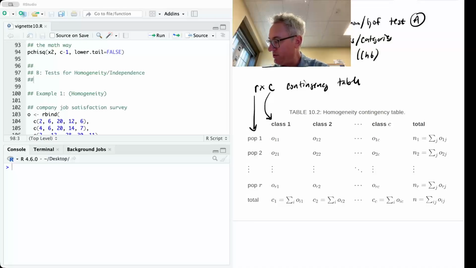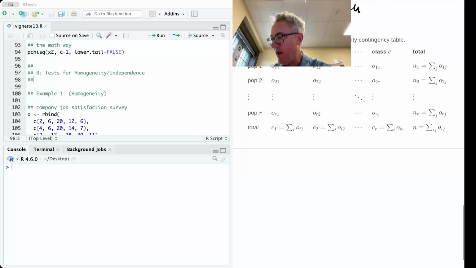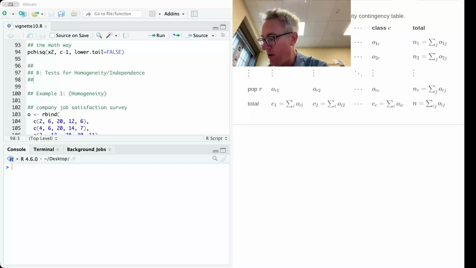And then we have totals across the rows, so that's sort of new notation, N1, N2 up to NR and so on. And then if you're looking across the bottom total row, that's like its own 1 by C contingency table with the sum of the observations from each column. We're going to come back to this table in a moment.